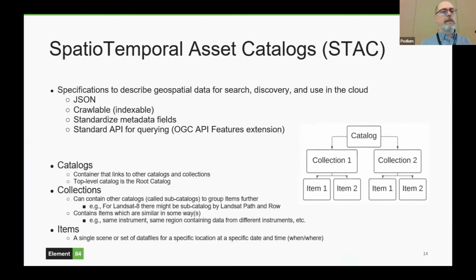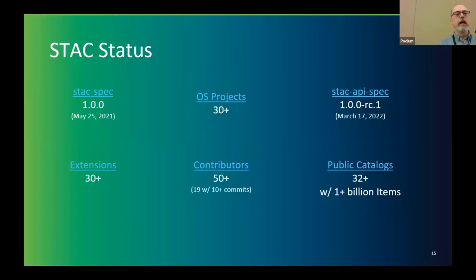So this is where STAC comes in. I'm not going to dive into this. I think most people are familiar with at least the basics, but it's a language for describing geospatial data, and it's also an API for searching that data. STAC came out with a 1.0 version last year. The STAC API spec is still on a release candidate because it's tied to the OGC Features API. But we've had really great success with STAC, and it's primarily because of the implementations in the software ecosystem and adoption.